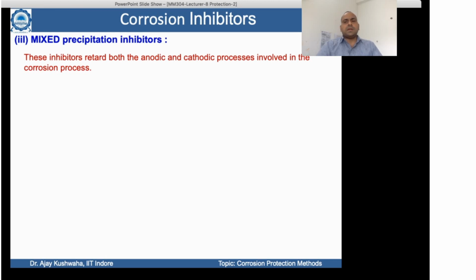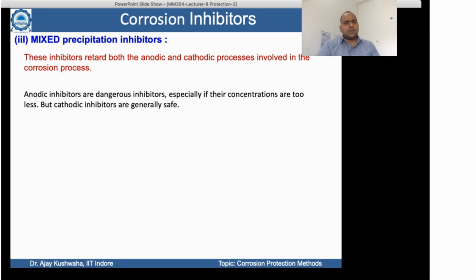Now the third category is the mixed inhibitors. Here we use a chemical which affects both processes, anodic as well as cathodic, and therefore we call it mixed. Anodic inhibitors are slightly more dangerous, in the sense that if there is a difference in the concentration of the inhibitor and it is slightly less, then there is a very high chance of corrosion, and if you add a lot, then it may have another effect. So that balanced, or optimum, concentration is very important. However, cathodic inhibitors are not that difficult, so they are considered more safe.